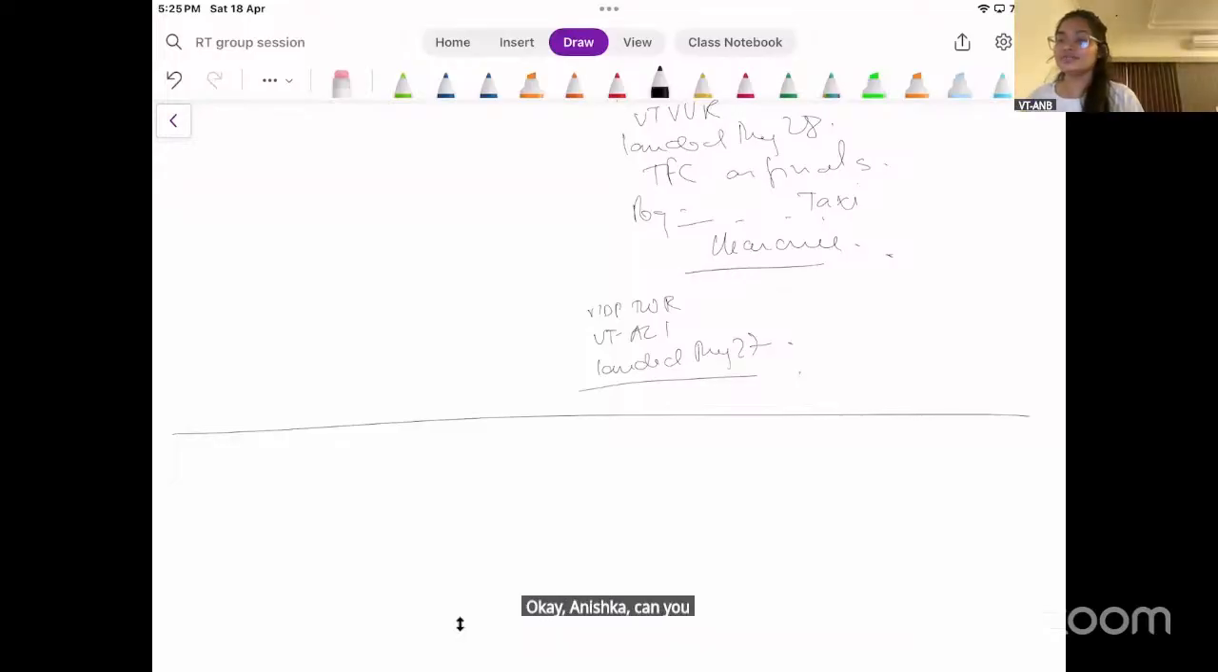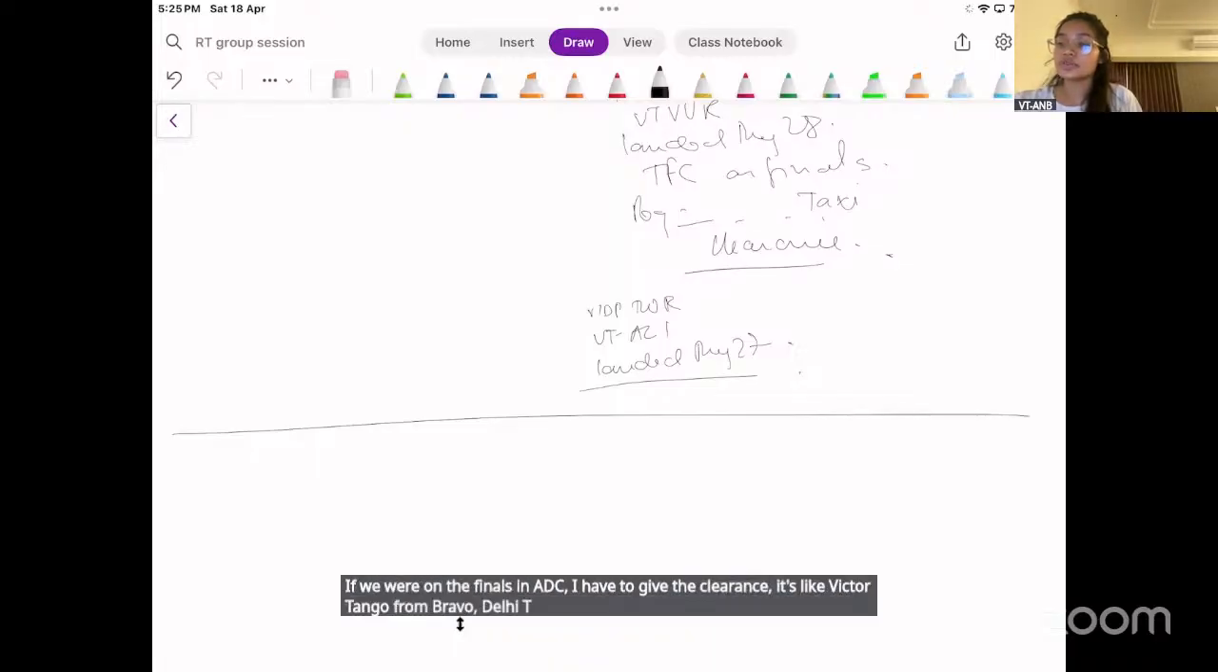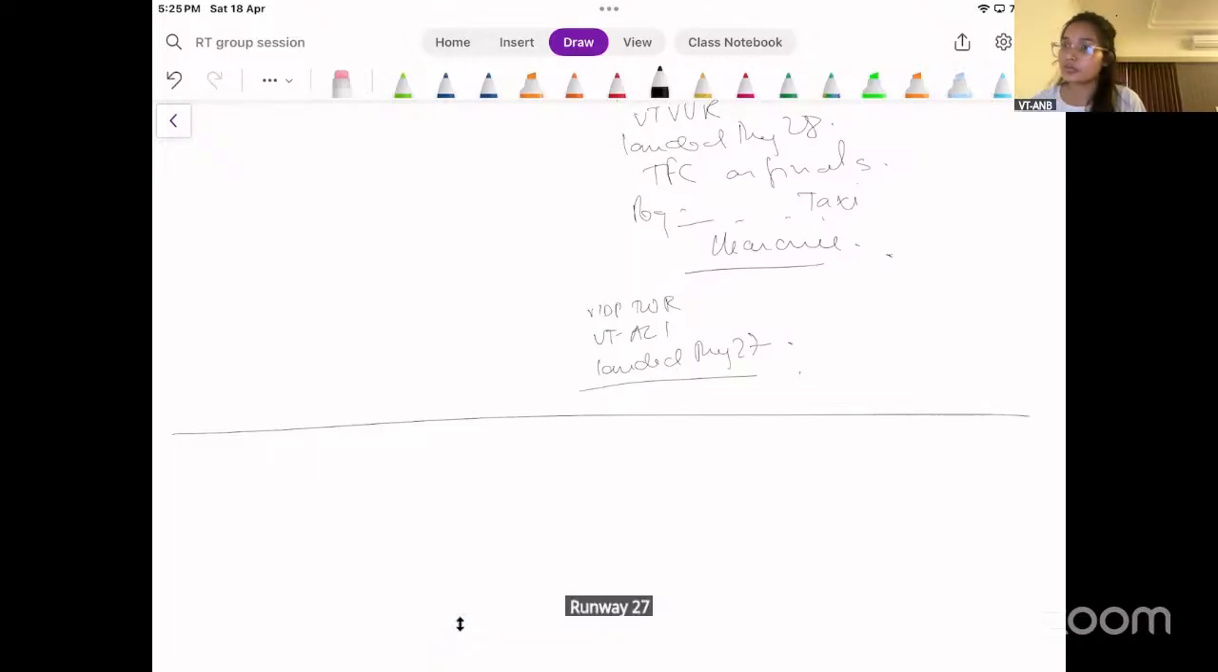So this is a very short one. If we were on the finals and ATC has to give the clearance, it's like: Victor Tango Alpha November Bravo, Delhi Tower, clear to land runway 27. So we'll say clear to land runway 27, Victor Tango Alpha November Bravo. After landing, they will say Victor Tango Alpha November Bravo, taxi to parking bay via taxiway Charlie, crossing grass runway 27. We'll say taxi to parking bay via taxiway Charlie, crossing grass runway 27, Victor Tango Alpha November Bravo.